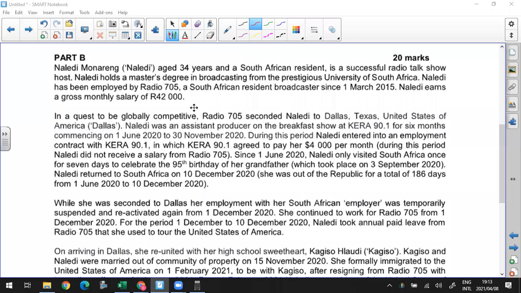Okay, part B. It says Naledi Monering, age 34 years, is an SA resident and a successful radio talk show host. Naledi holds a master's degree in broadcasting from the prestigious University of South Africa. Naledi has been employed by Radio 705, a SA resident broadcaster since 1 March 2015. She earns a gross monthly salary of 42,000 Rand.